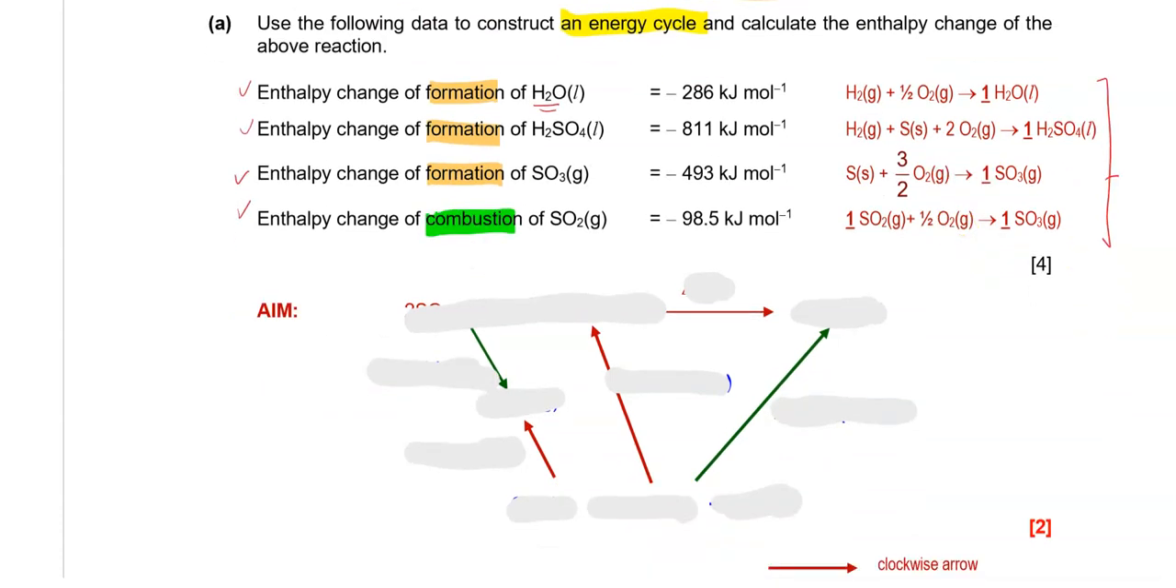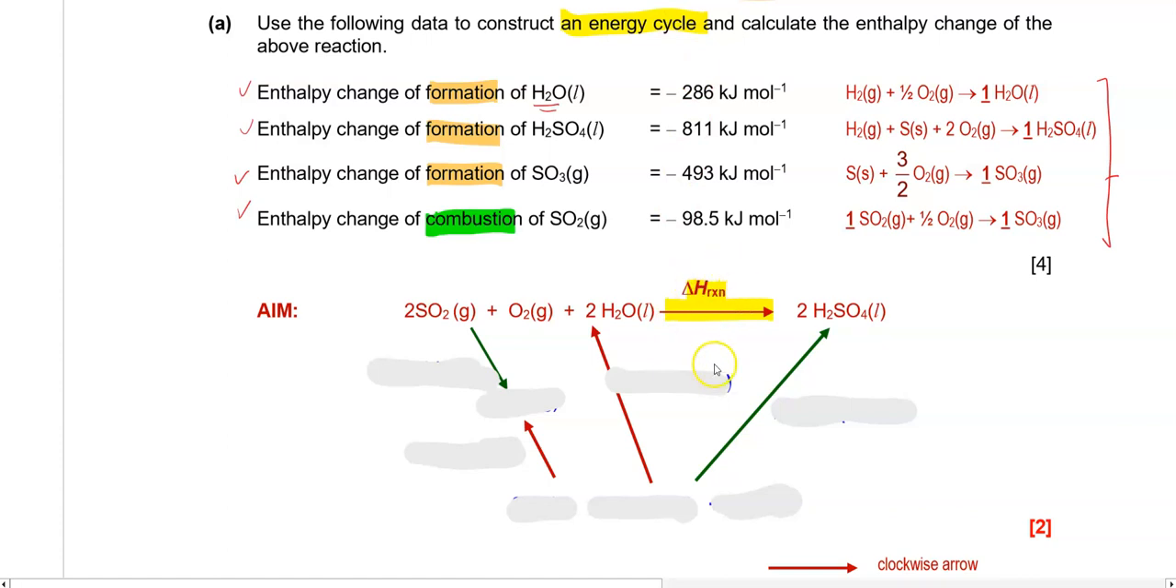So now to the construction of the energy cycle, this is our aim equation. So write this down. As I mentioned many times, all arrows need to be accompanied with delta H or at least a value. So this is unknown. We call this our delta H reaction. One look at this equation, you realize that you have H2SO4 over here. There's only one equation of H2SO4, which is the formation of H2SO4.